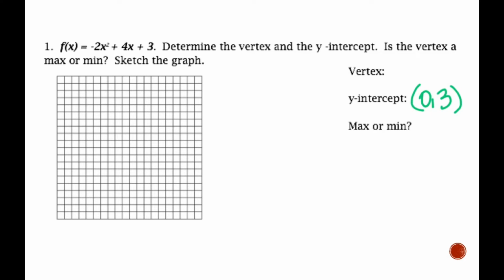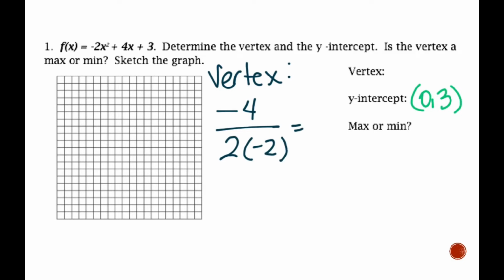So to find the vertex, we're going to use -b over 2a. So -b would be -4 over 2, and then a is -2, so that's going to be -4 over -4, which is 1. So the vertex is going to be 1, something.